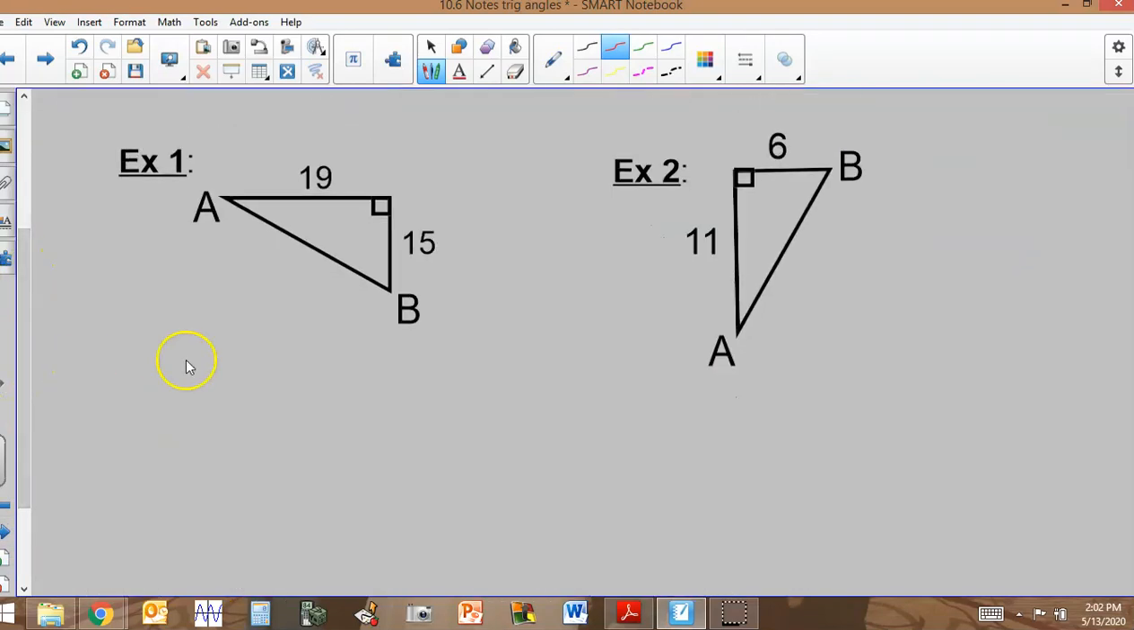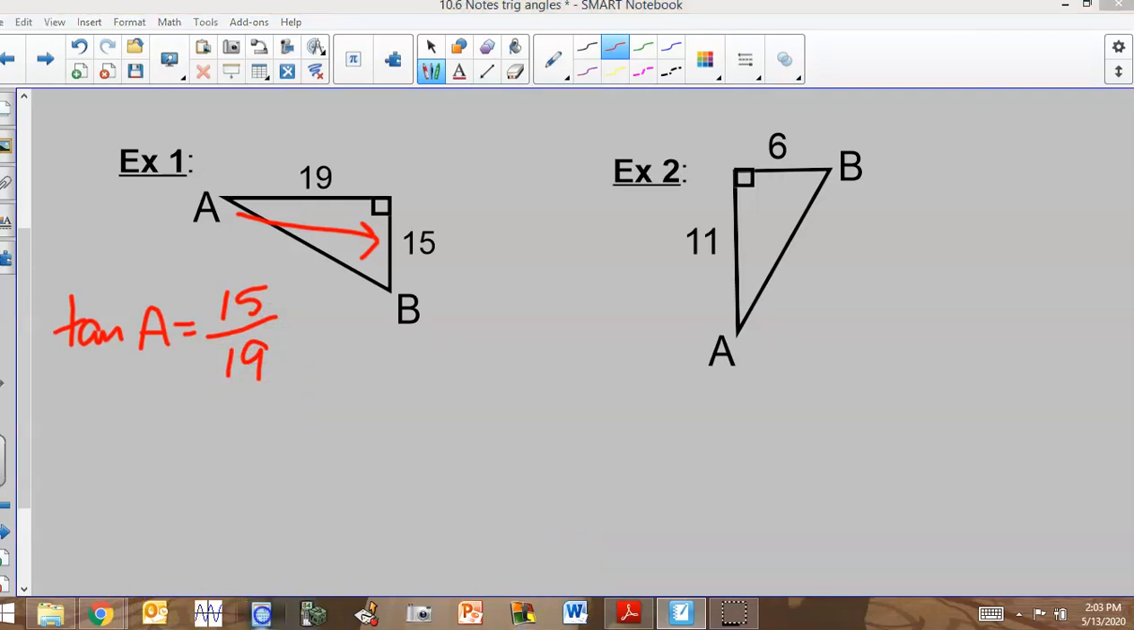Now, I'm looking for angle A and B both in this case. It doesn't really matter which one you solve for first. Say you want to solve for A first. Well, then I'd write down the tangent of A, and then what's opposite to A? That would be 15 divided by 19. Now I don't know what 15 divided by 19 is, so I'm going to have to use my calculator to get that.